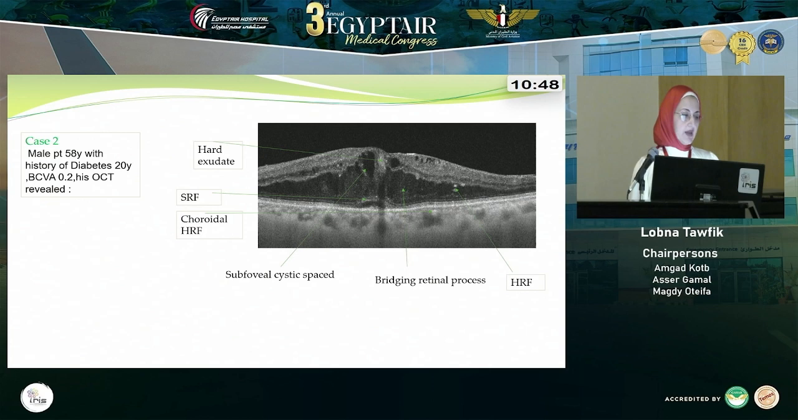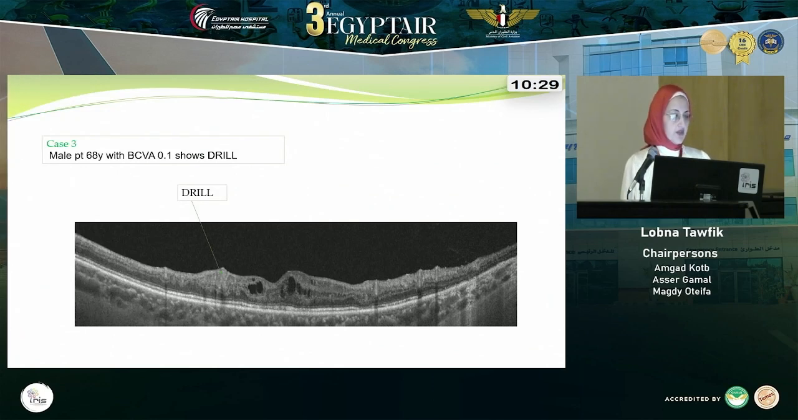Case 2, male patient 58 years with a history of diabetes for 20 years, best corrected visual acuity was 0.2. His OCT revealed subfoveal hard exudate, subretinal fluid, choroidal hyperreflective foci, subfoveal cystic spaces, bridging retinal processes, and hyperreflective retinal foci. Case 3, a male patient 68 years with best corrected visual acuity 0.1, shows DRIL.